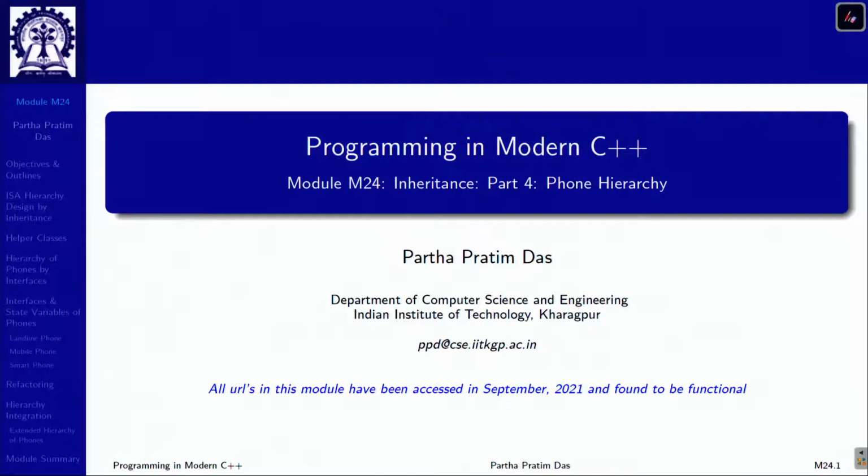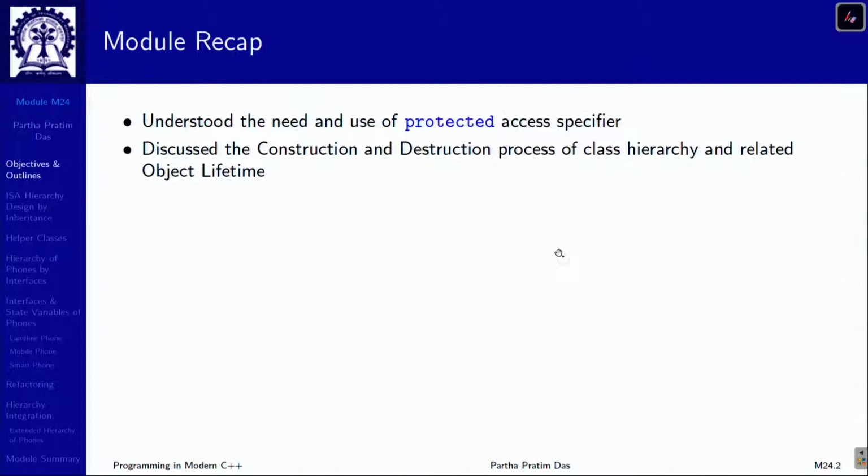We are in week 5 and I am going to discuss module 24 in the series of inheritance modules now. In the last module, we understood the need and use of the protected access specifier, which is very critical to provide the extension of the encapsulation and information hiding framework in combination with the ISA hierarchy or inheritance. We discussed the construction and destruction process of the class hierarchy and the related object lifetime.